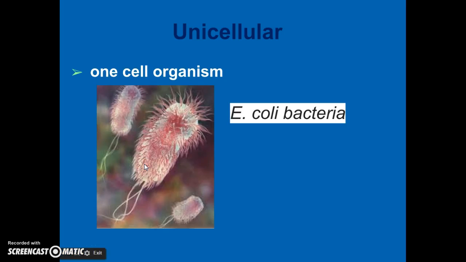Then you have organisms that are considered unicellular. And that means that they're an organism that is made of one cell. So what I have here are three separate organisms, and they happen to be a bacteria called E. coli. Lots of different fun structures on them, but this whole thing here is one cell. So this is one living organism, this is one living organism, and this is one living organism.